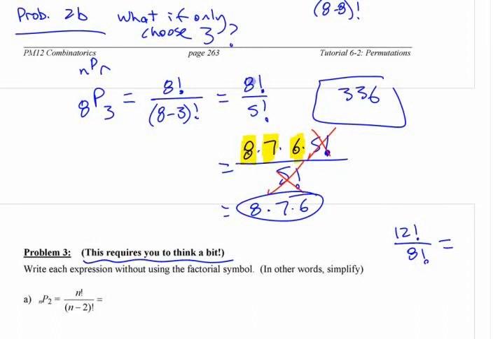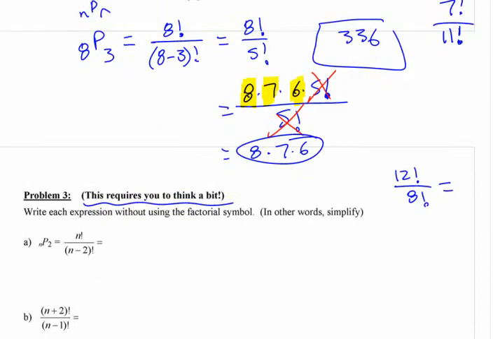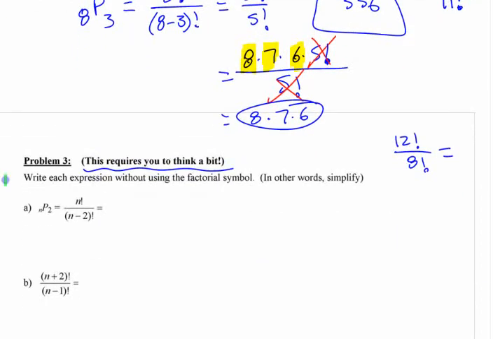Why did I choose 8 instead of 5 to expand? If it was 7 factorial over 11 factorial, which one would you expand? It's bigger, right? You expand the larger number. So if you're going to try and simplify this, you don't even know what the number is, but you can still work with it. You have to think about which one's the bigger number. Which one is the bigger number there?